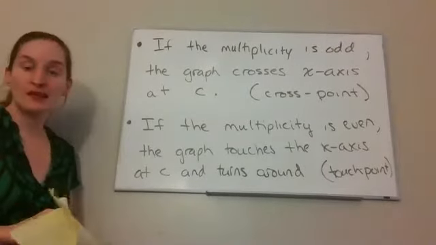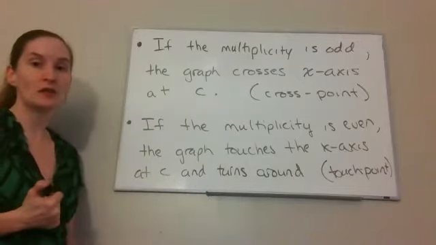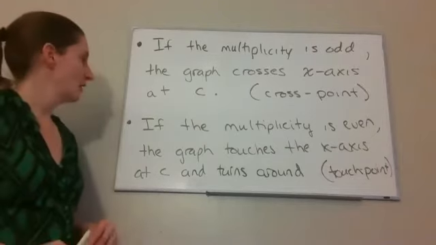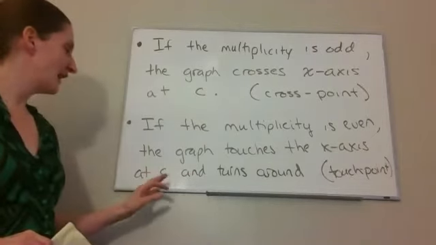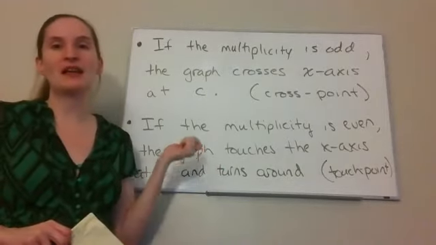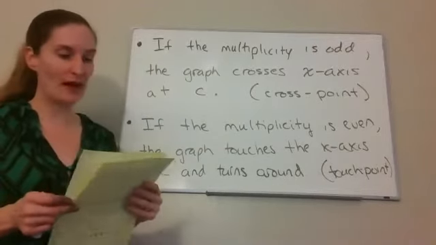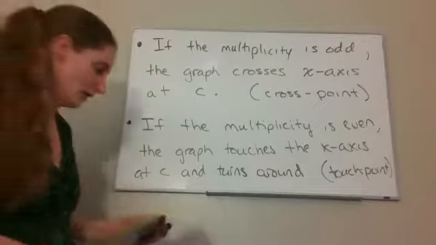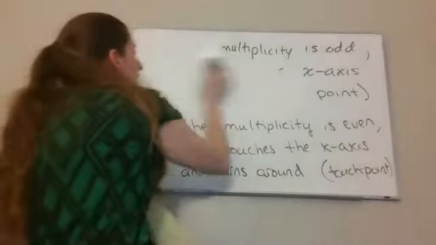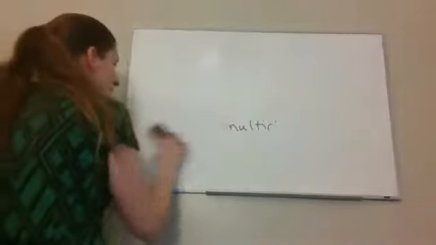So if the multiplicity is odd, the graph of the function is going to touch x equals c and go through the x-axis at that point. But if the multiplicity is even, it's going to touch the x-axis at x equals c, but then immediately turn around and go the other direction and not actually cross at that point. Let's do an example where we find the zeros and multiplicities for some various polynomials.